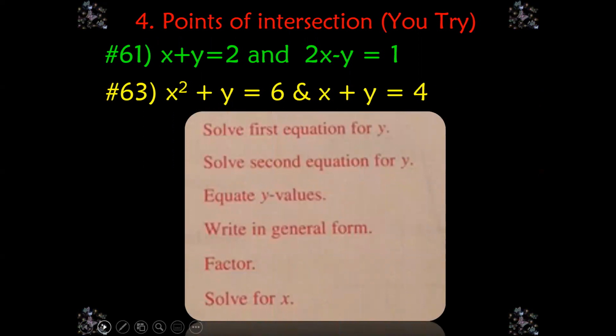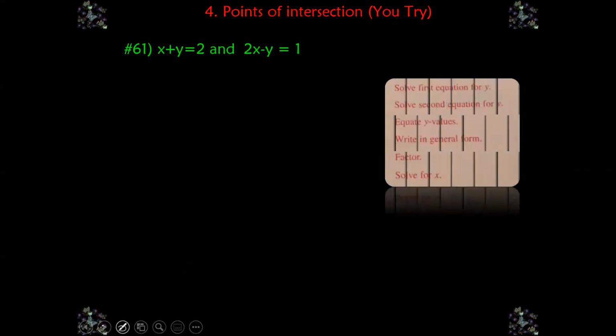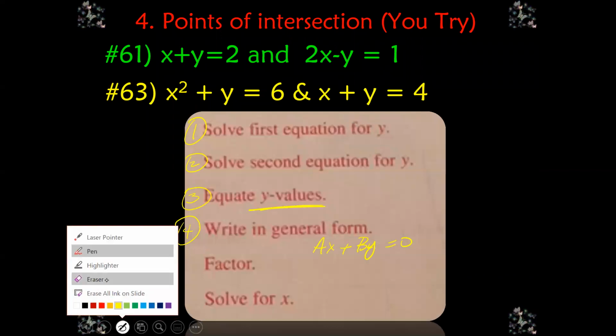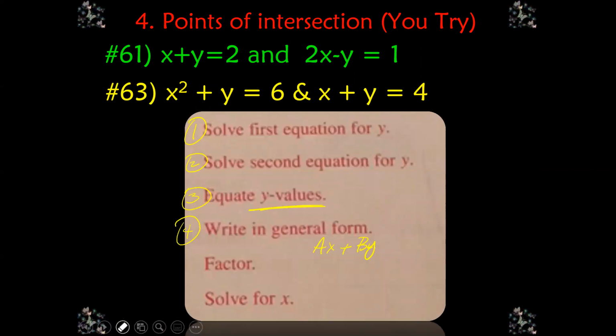You guys can go ahead and practice with 61 and 63. You're going to find the point of intersection. So you're going to do exactly the same thing I did with the following steps. Number 1, solve the first equation for y. Number 2, solve the second equation for y. Number 3, equate both y values. Number 4, write in general form ax squared plus bx, or actually, I should put plus c as well. Whoops, hold on, let's go back to that. Plus c equals 0. Step 5, factor it. Step 6, solve for x.